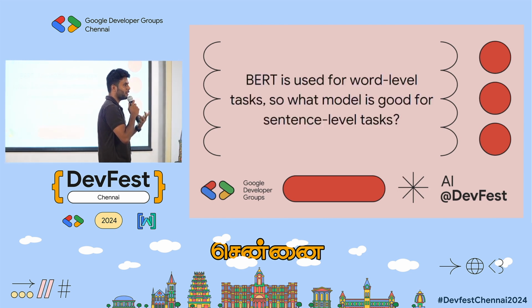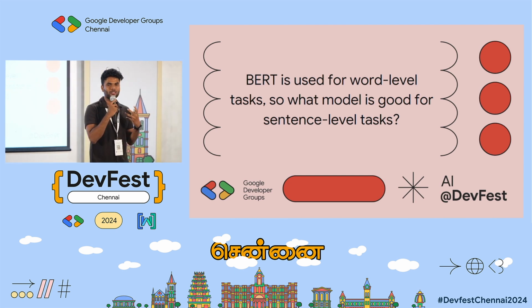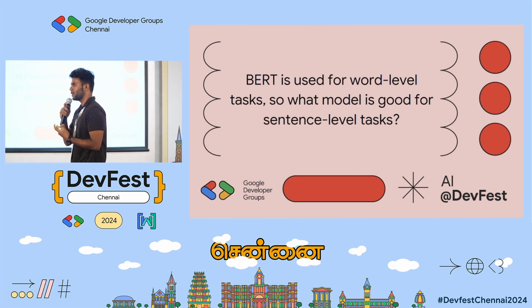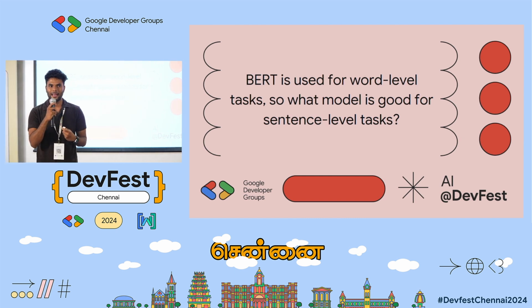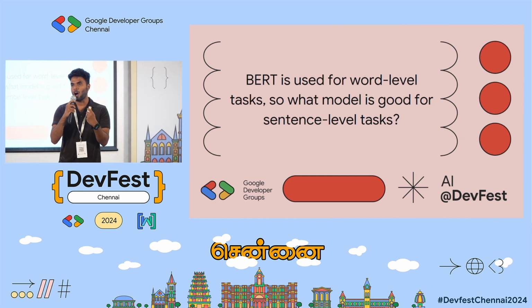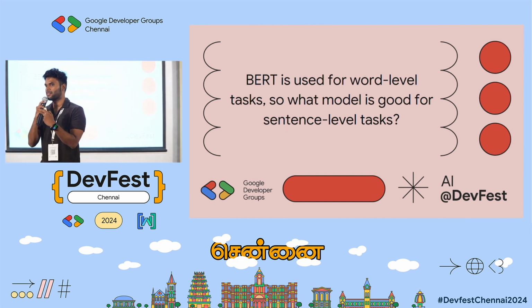Well, Google's BERT model is built for word embeddings. Then what is good for sentence embedding? This is where Sentence-BERT model comes into the picture. To understand how Sentence-BERT model solves the issue in Google's BERT model, we need to understand how Sentence-BERT model is trained in the first place.